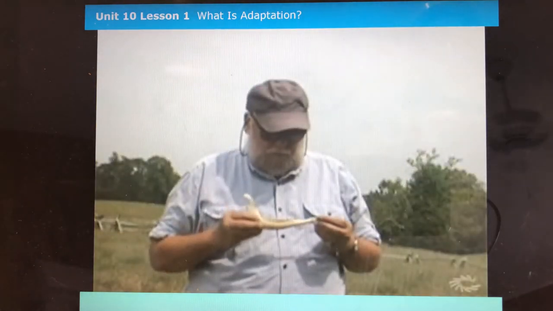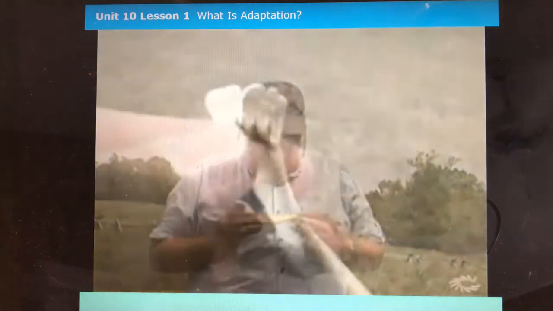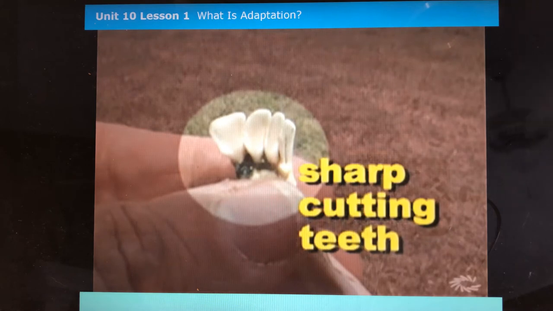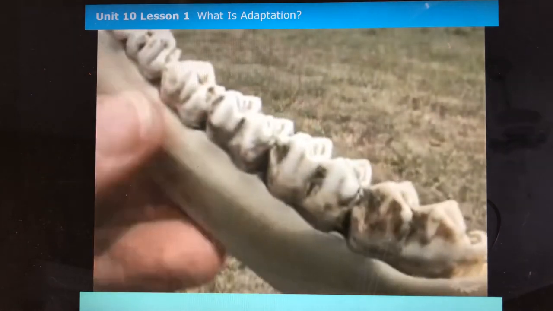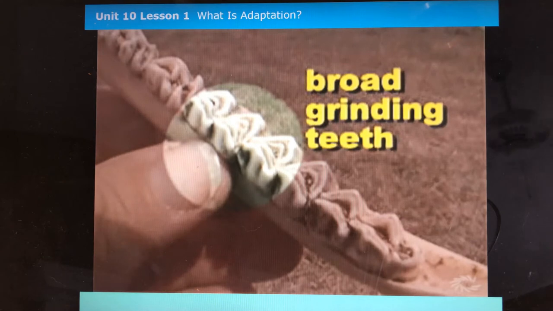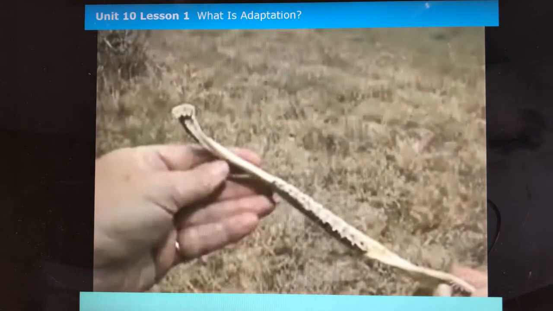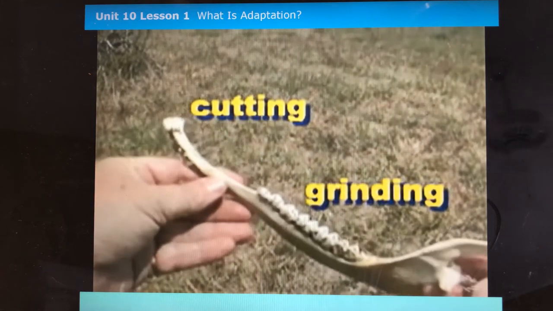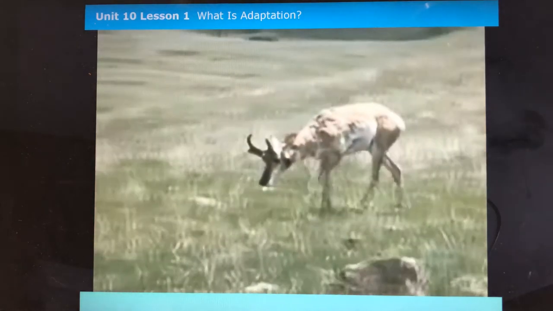Here, for example, is a pronghorn jaw I found. Look at these sharp-edged cutting teeth at the jaw's front. They're perfect for slicing through tough prairie grass. And here at the back are these broad, flat-topped teeth. They're ideal for grinding up a mouthful of grass before swallowing it. Together, these two specialized teeth help pronghorns to get plenty of nourishment from their grassland home.